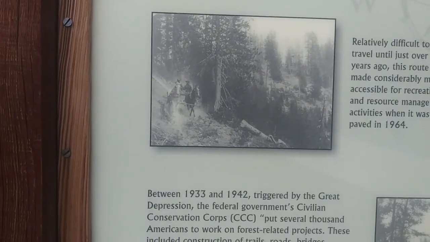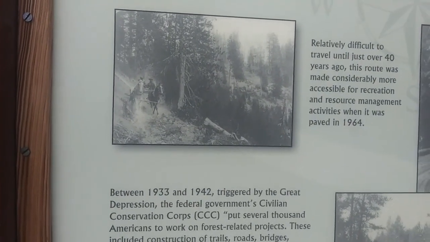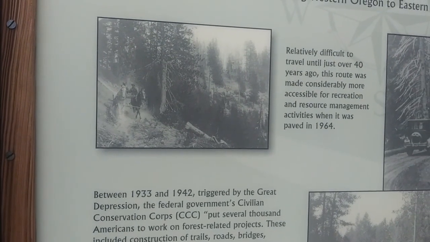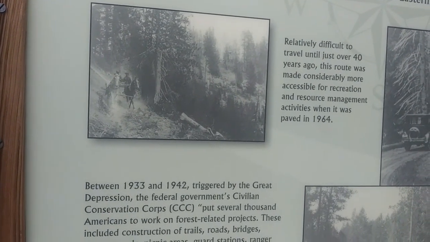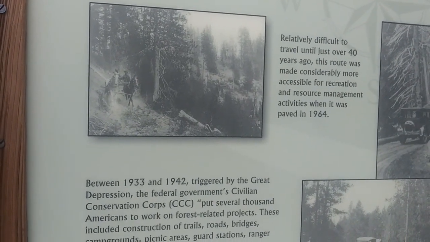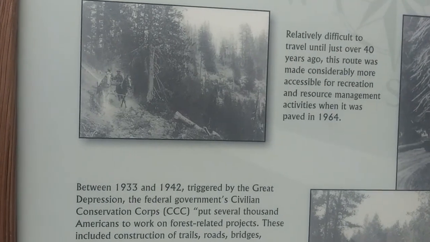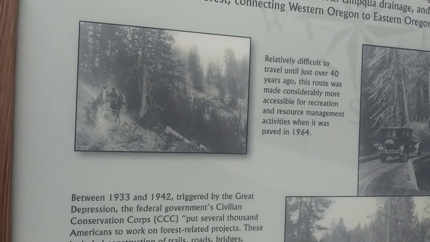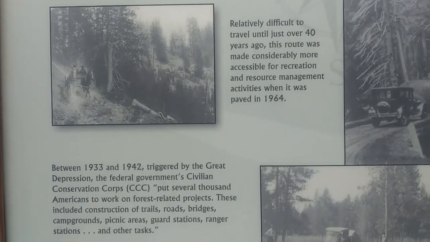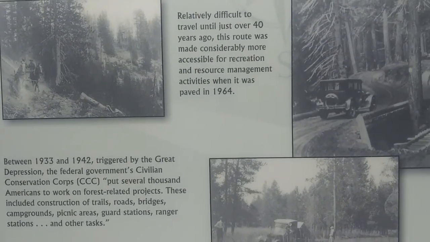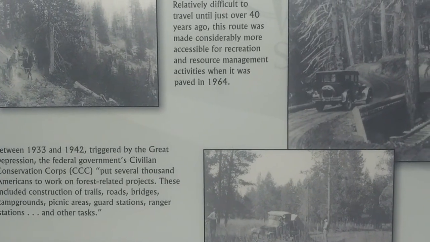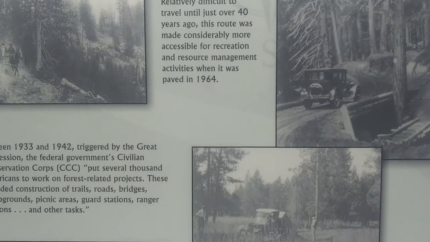See, between 1933 and 1942, triggered by the Great Depression, the federal government's Civilian Conservation Corps put several thousand Americans to work on forest-related projects. These include construction of trails, roads, bridges, campgrounds, picnic areas, guard stations, ranger stations, and other tasks. The same time frame became a turning point in the development of access and forest management on national forest lands.